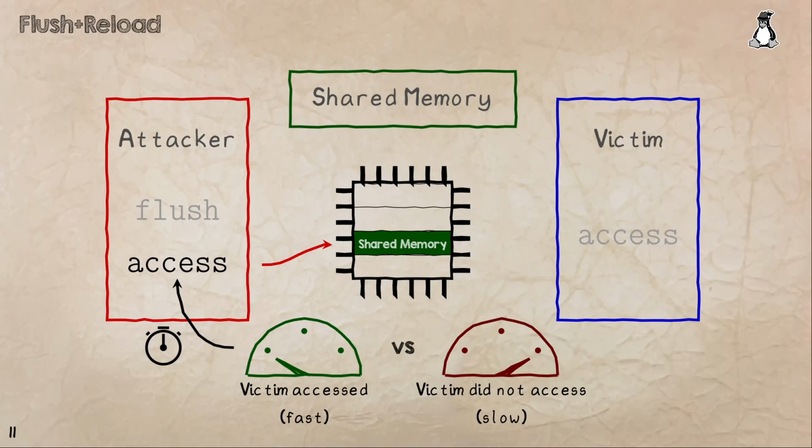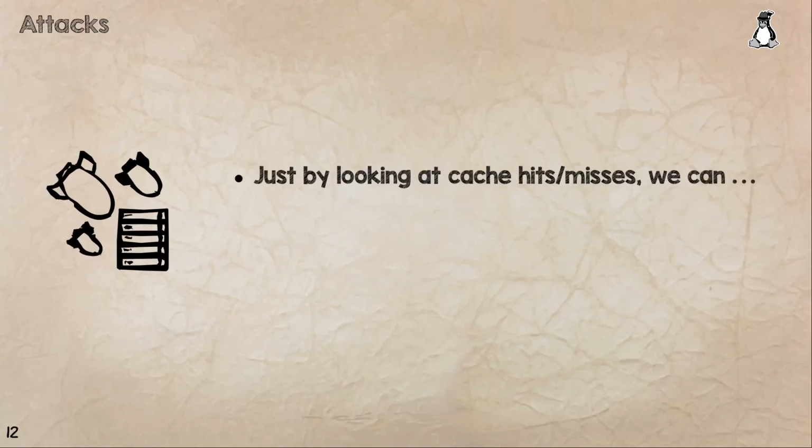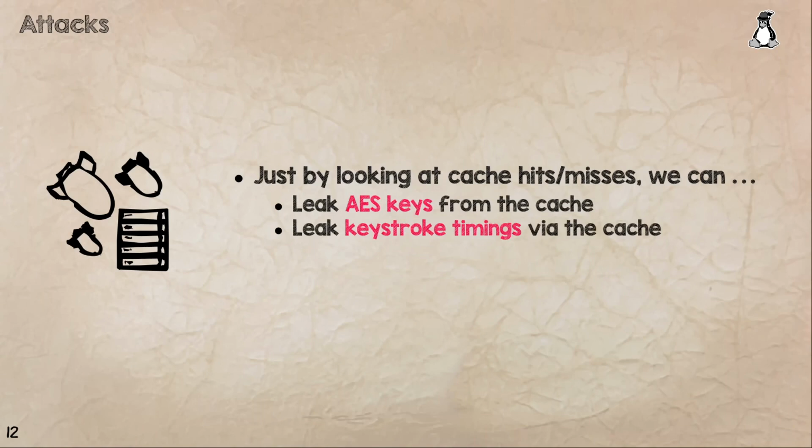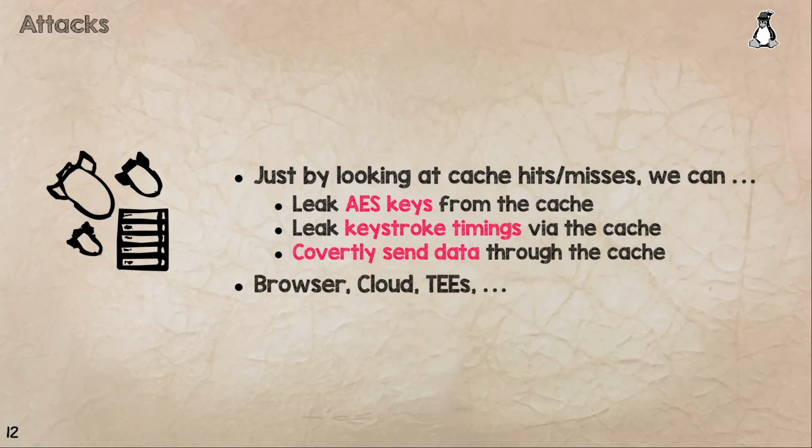You really think you can leak any meaningful information with that? I doubt that. Yeah, you can build powerful attacks, because by just looking at cache hits and cache misses, you can leak AES keys from the cache. You can leak keystroke timings from the cache. You can covertly send data from one process to the other. For instance, you have an Android application with no privileges, and it sends data over the cache to the other application, circumventing the permission model. And also you can attack the browsers, you can attack virtual machines in the cloud, you can attack trusted execution environments, and this is really nice.